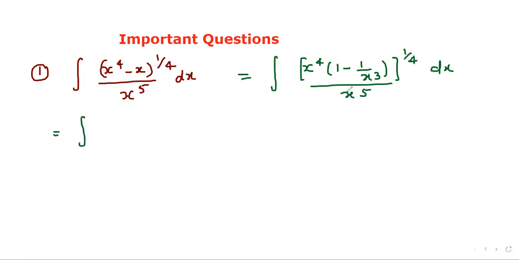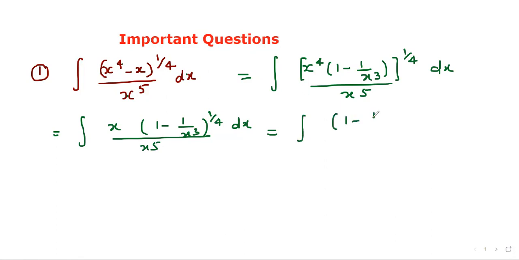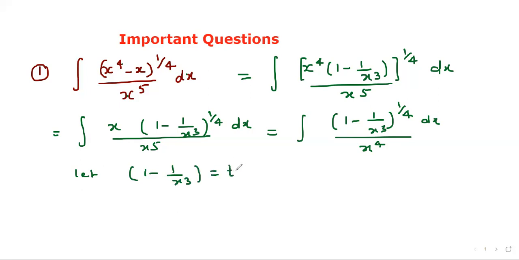(x^4)^(1/4) will give x, and here this will become (1 − 1/x^3)^(1/4) dx divided by x^5. The x will cancel out from here, so we will get (1 − 1/x^3)^(1/4) dx divided by x^4. Now let 1 − 1/x^3 equal to t.